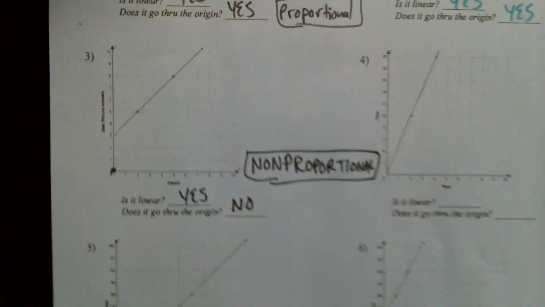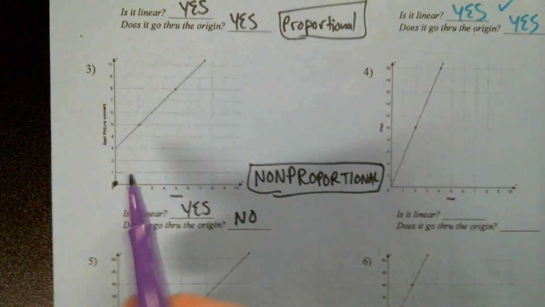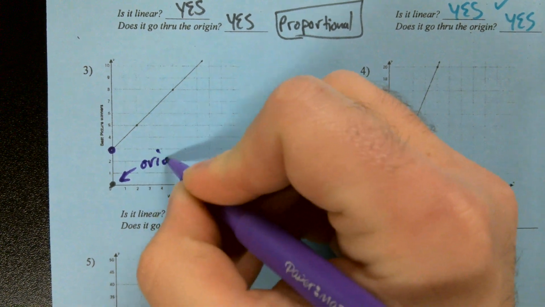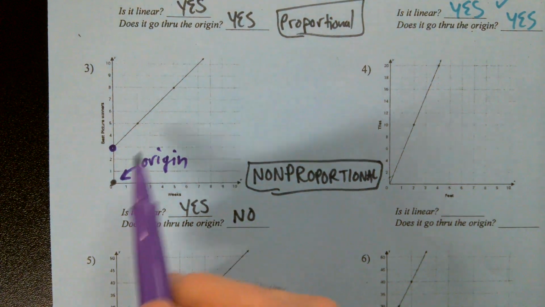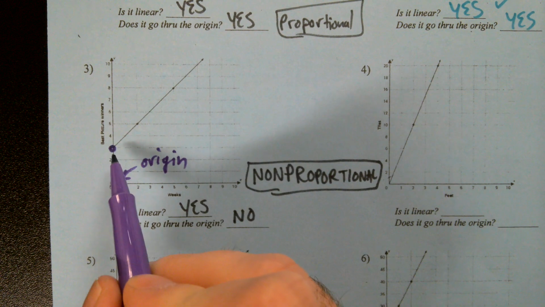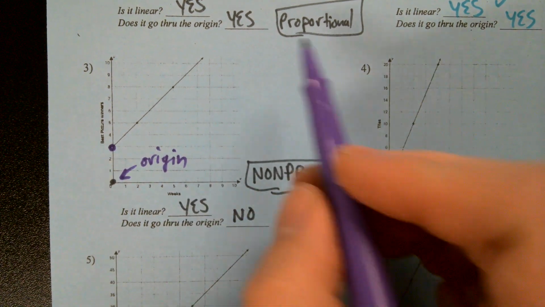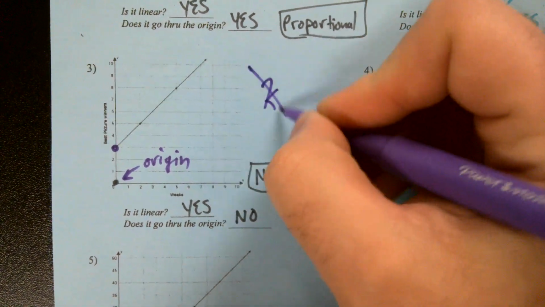Now we did number 3 together as well yesterday. We noticed that, hey, this line does not go through the origin. There's my origin down there. And this graph, even though it's linear, starts at the y value of 3. So this is non-proportional. We cannot even find a value for k.